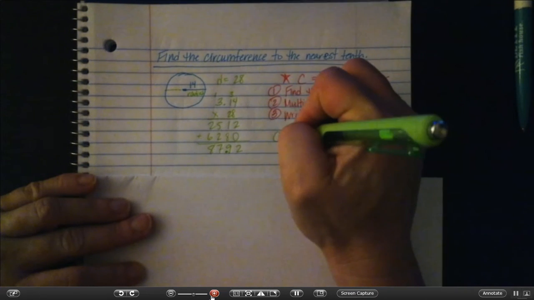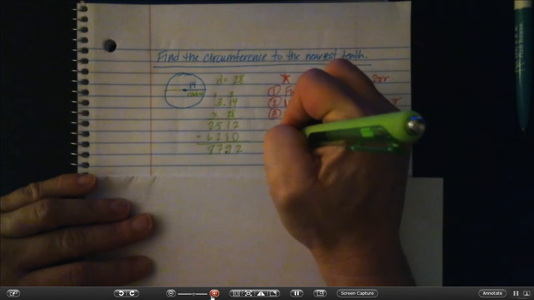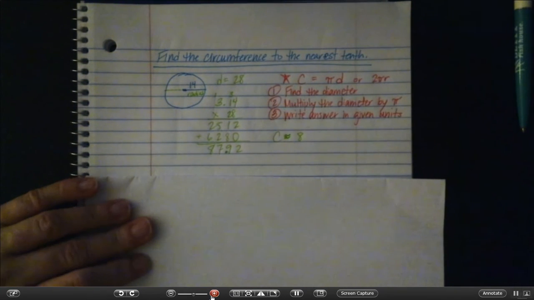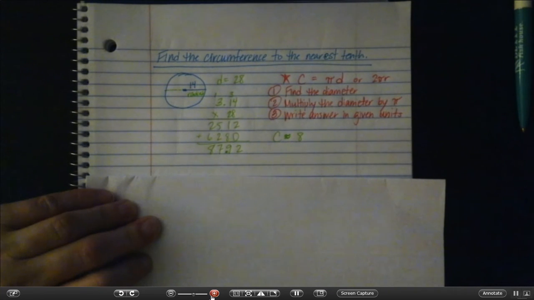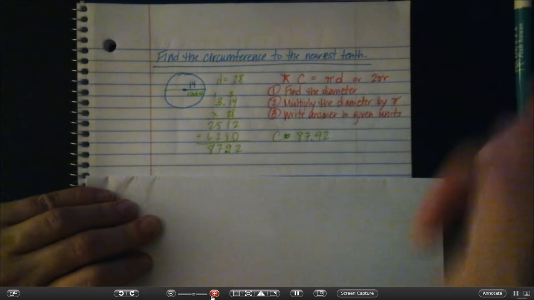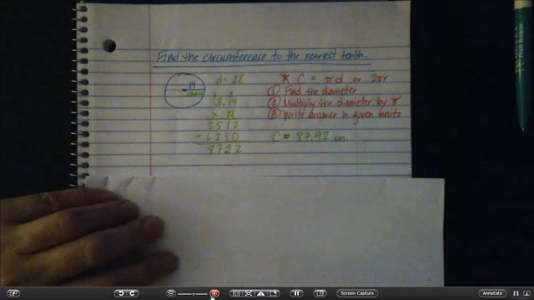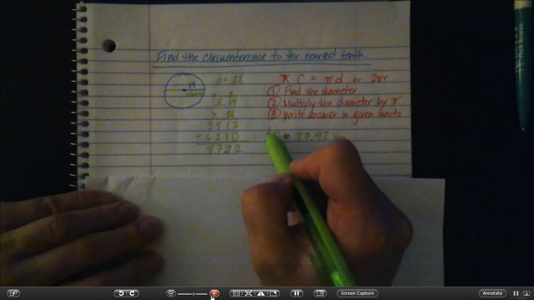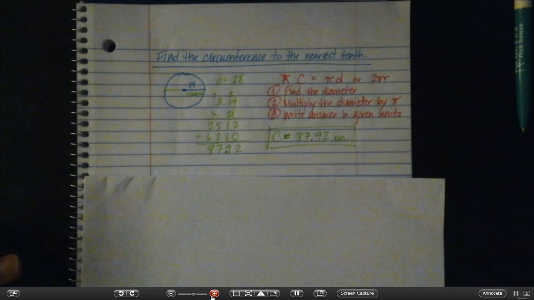So the circumference is about, actually, because pi is not exactly 3.14, it's actually an irrational number that goes on and on forever and never repeats. 3.14159, and so on. 87.92. So it's about 87 and 92/100ths units. Okay? And I will box my answer because this is math, and I like to keep everything nice and neat and tidy when I'm doing my math.